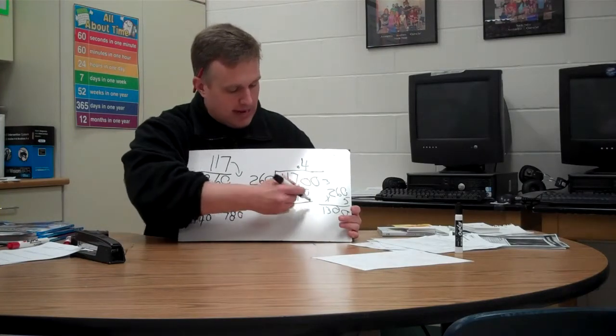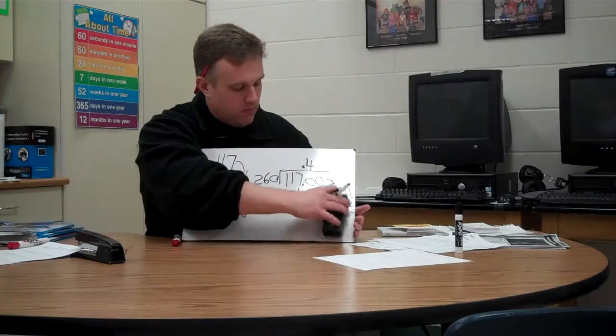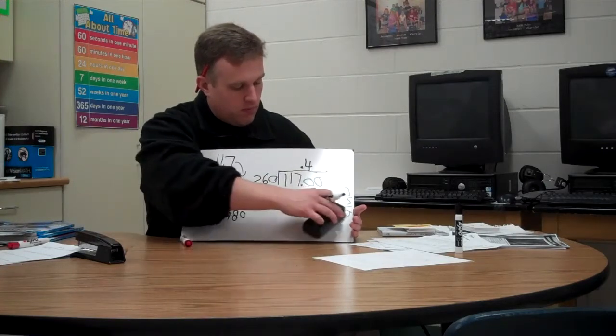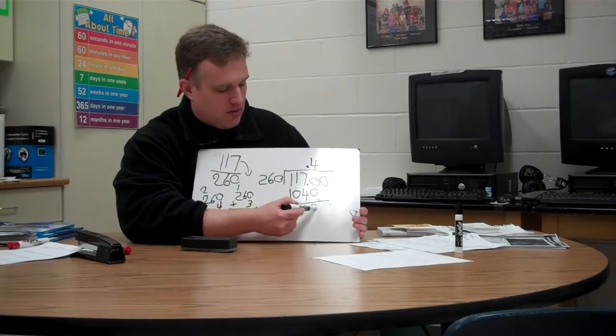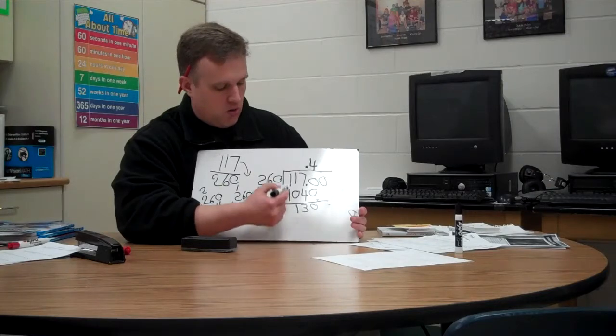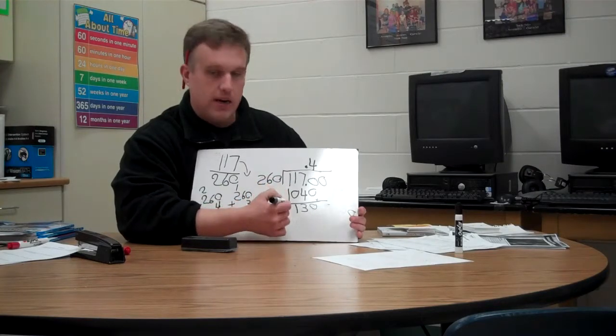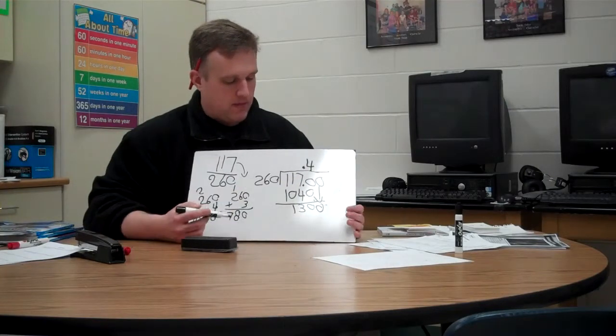And I would subtract. I'm going to go ahead and erase this over here. 0 minus 0 is 0. 7 minus 4 is 3. 1 minus 0 is 1, excuse me, and 1 minus 1 is 0. I'm going to bring down my 0.